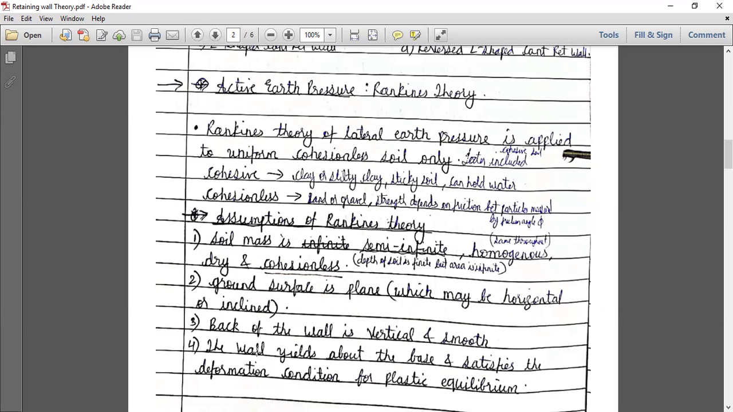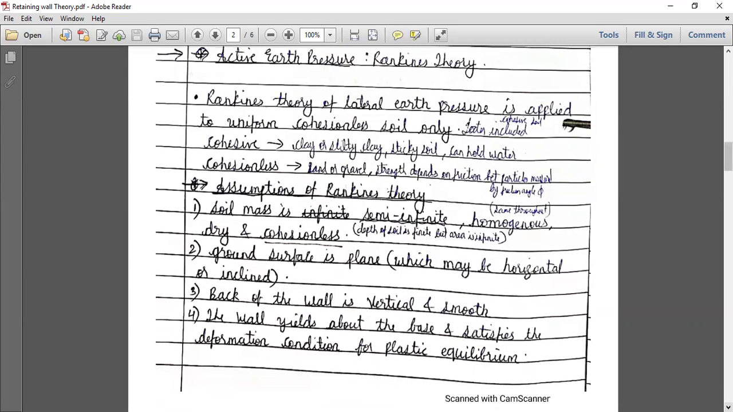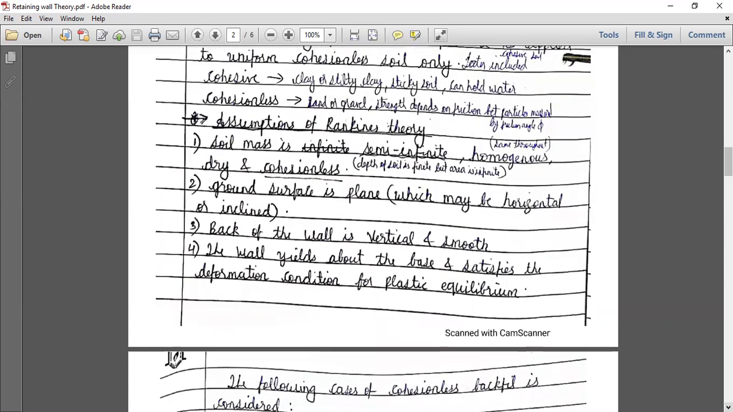The fourth assumption is that the wall yields about the base and satisfies the deformation condition. When there is pressure coming from the soil, the wall will yield from the base, so the wall will basically deform with the base as the support. These are the assumptions of Rankine's theory, and based on these assumptions we are going to study the design.